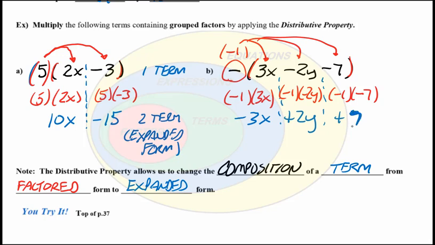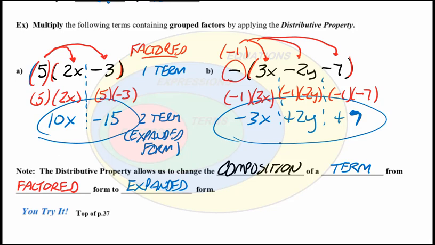Sorry, when I multiply. So the distributive property allows us to change the composition of a single term. Basically, this is a term that's in factored form to expanded form. So we start out with an expression, one term that's factored form. In both of these situations, this is one term in factored form. And we end up with an expression that's expanded. So this is expanded into 2 terms. This one is expanded into 3.